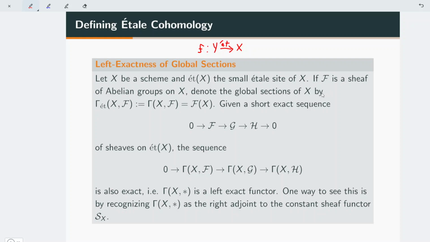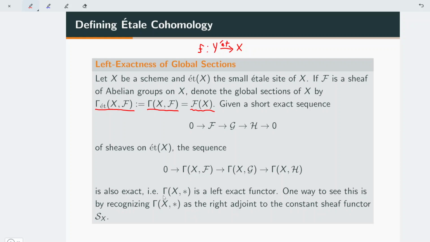So if F is a sheaf of abelian groups on X, then we use this sort of notation for the global sections. If I want to specify the site that we're working with, I'll put an ET down there, but usually I just put Gamma of X and F, which is just another way of saying we apply the sheaf of abelian groups to the whole space X. So we can ask whether this gives a functor.